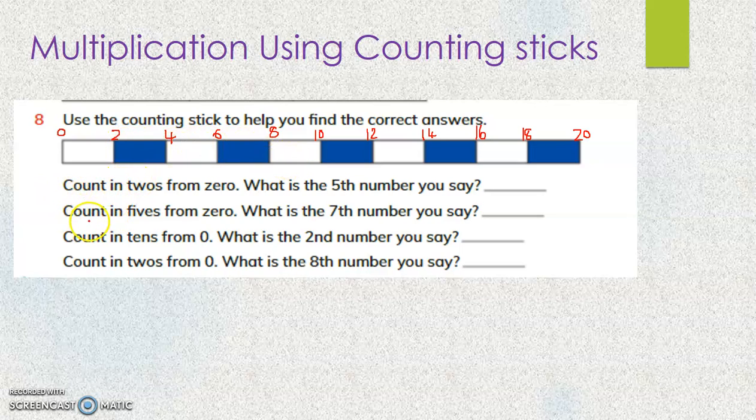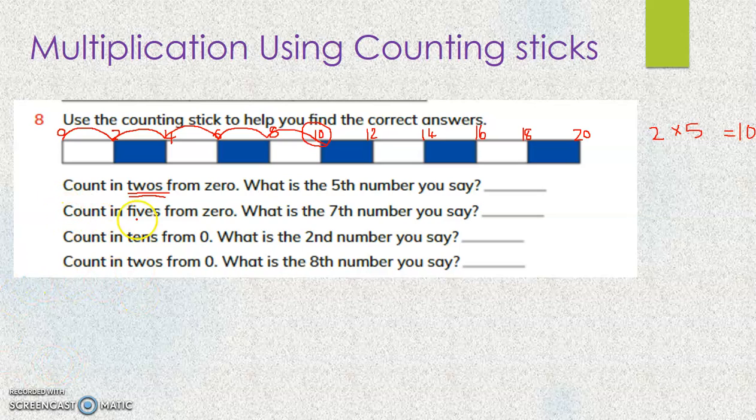So, let us read the question. Count in 2's from 0. What is the 5th number you say? Here, count in 2's, so it is skip counting by 2. Starting with 0, the 5th number: 1, 2, 3, 4, 5. This is the same as 2 times 5, which is 10.